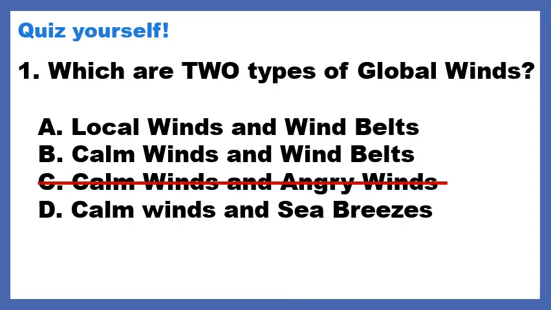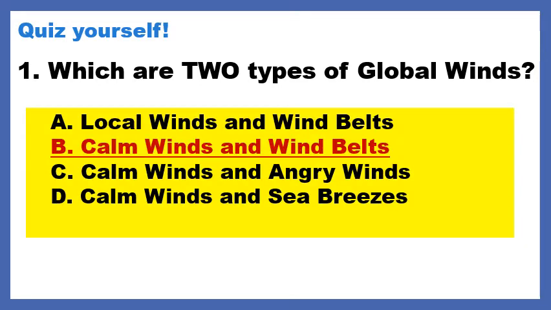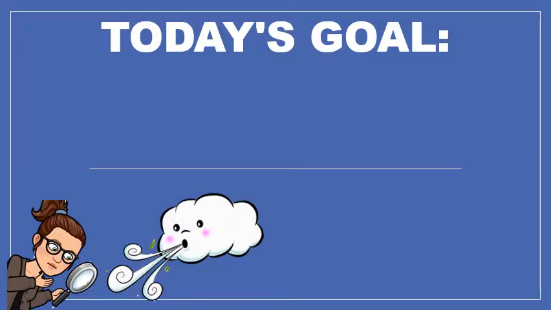I'm going to eliminate calm winds and angry winds because I made up angry winds, so that's not right. I'm also going to eliminate local winds and wind belts, because local winds blow over a short distance only, and global winds blow over the globe. So if we're talking about global winds, it's a much bigger scale than local winds. So the correct answer is calm winds and wind belts. The reason it's not letter D is because sea breezes are actually a type of local winds, if you remember.